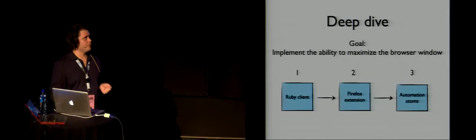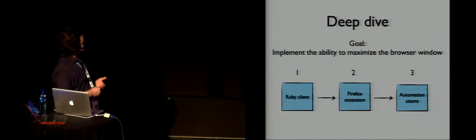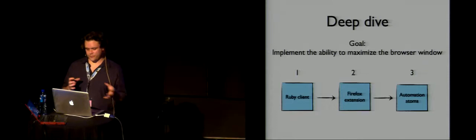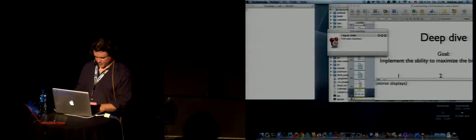So what I'd like to do is give you a deep dive into the code base and implement the ability to maximize the browser for Firefox. Let's see how that goes. There's basically three steps. First, make the Ruby client work, then make the Firefox extension work, and have an atom that will actually maximize the browser. So we'll try that.